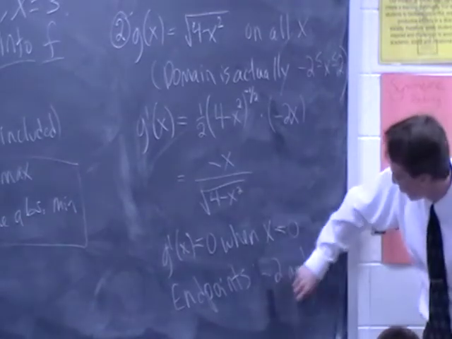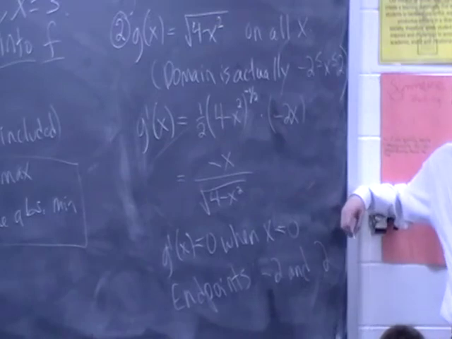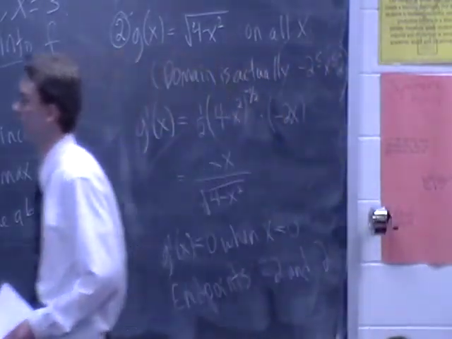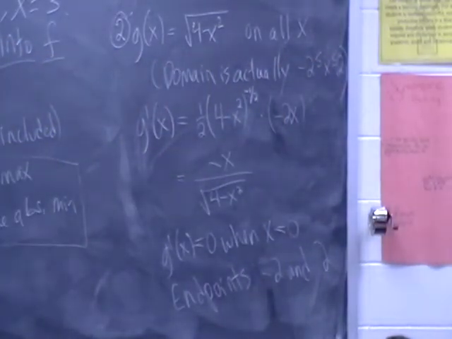So these 3 numbers make up our team of critical numbers. What do we do with them? Plug them in. Plug them into g.